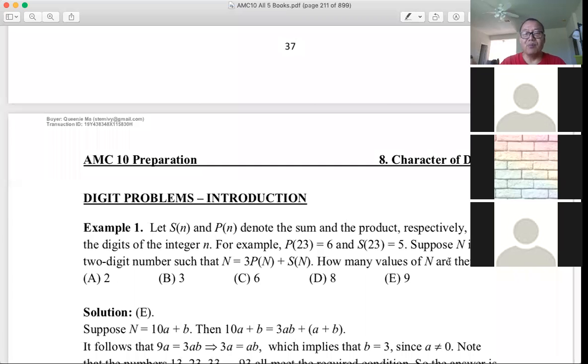I'll give everybody 2 minutes. Try this. So which one is your answer? Then let's say, Emily, prepare, share your solution.